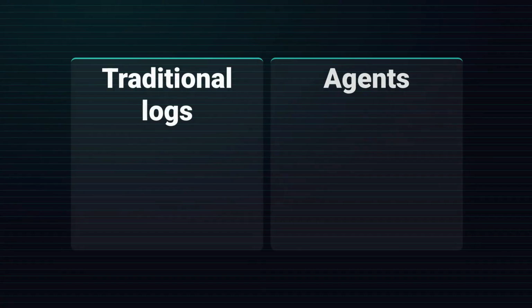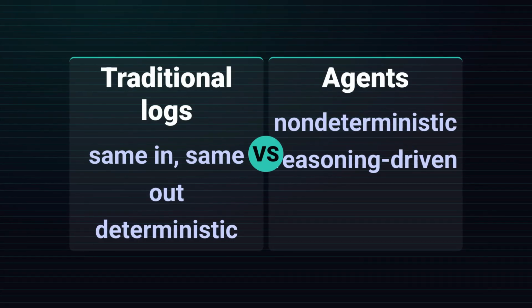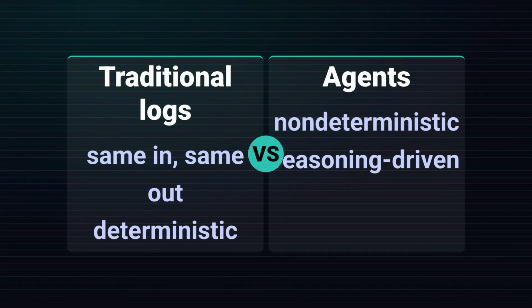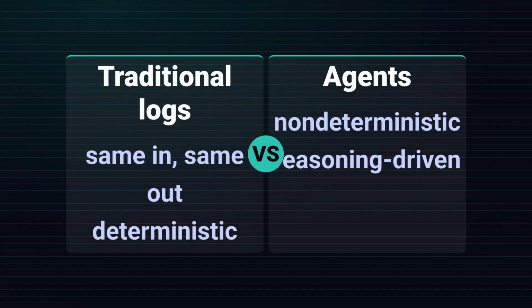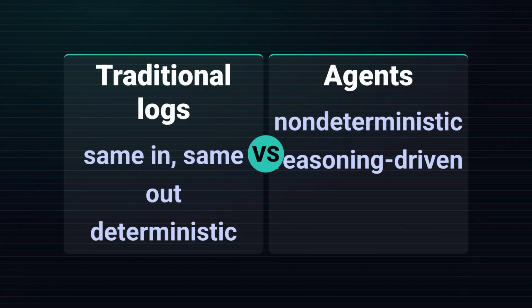Traditional logging was built for deterministic software, where the same input always produces the same output. Agents don't work that way, and pretending they do is why your 2 a.m. debugging sessions feel like guesswork. So let's put the 2 biggest frameworks head-to-head.